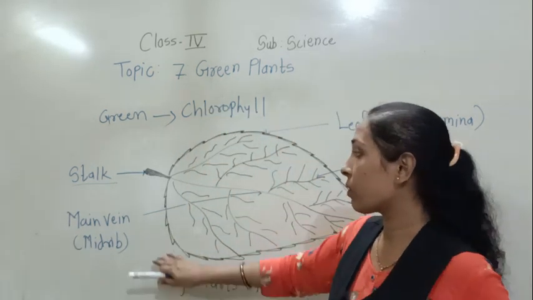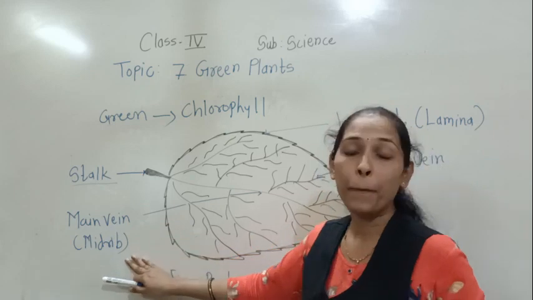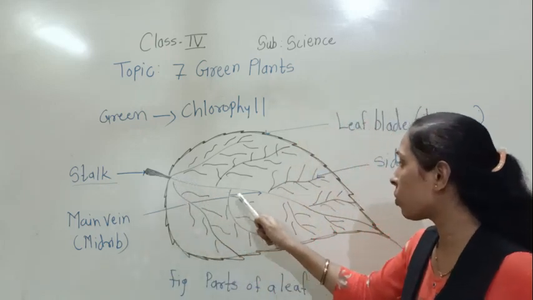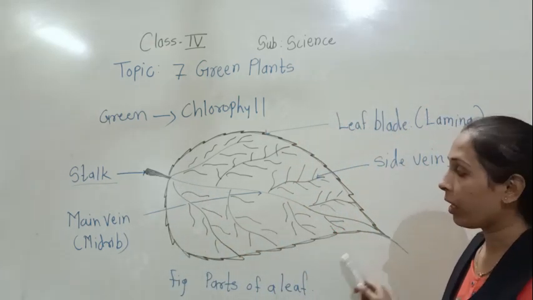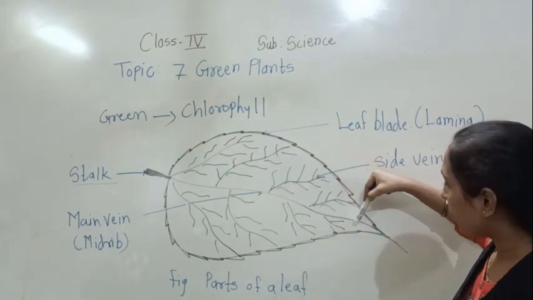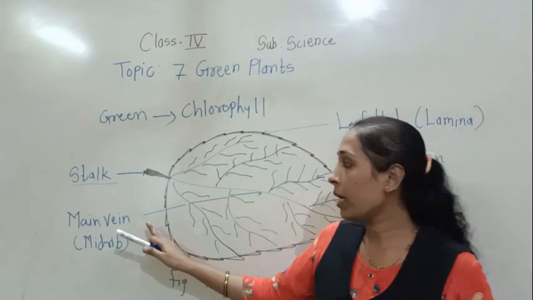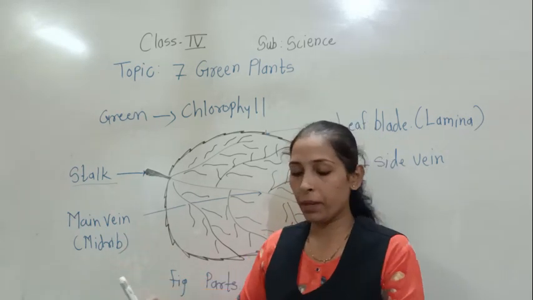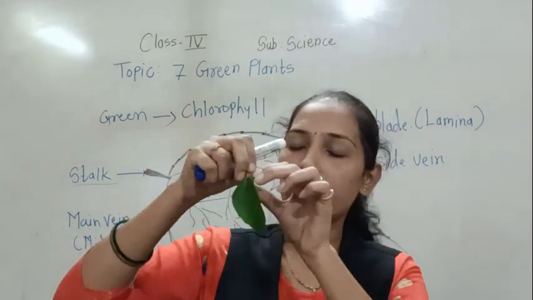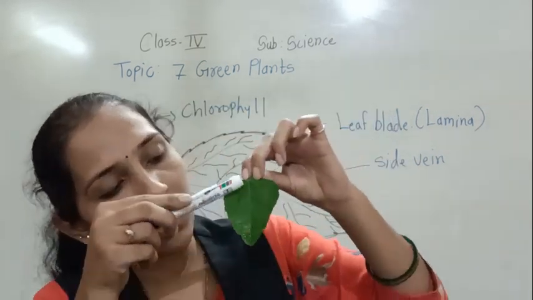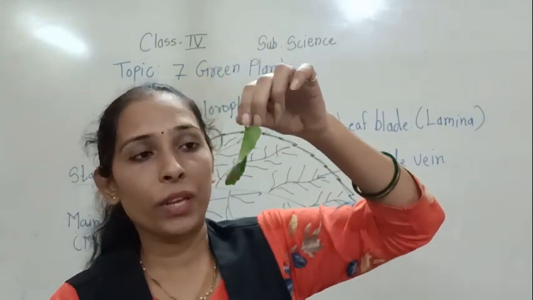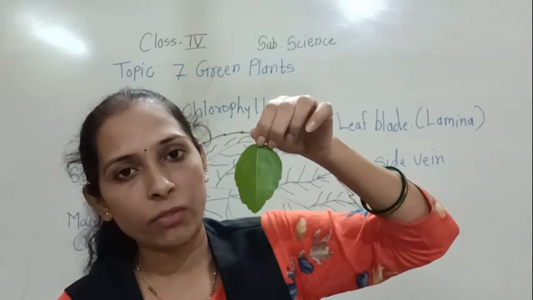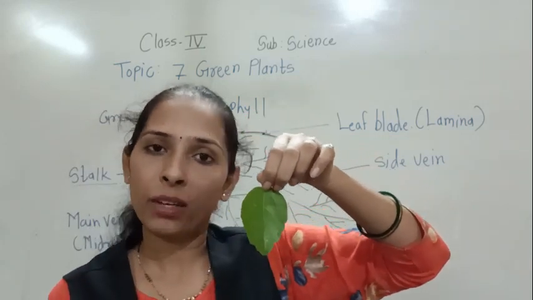Now the next one is the main vein or midrib. This main vein or midrib runs through the middle of the leaf. From the middle of the leaf one vein runs, and that vein is called the main vein or midrib, because it runs through the middle of the leaf. That's why it is called the midrib. See in this leaf also, you can see in the middle one vein is running, and it is called the main vein or middle vein.